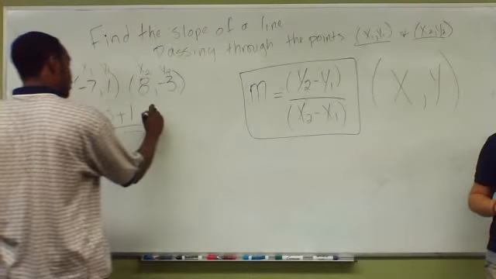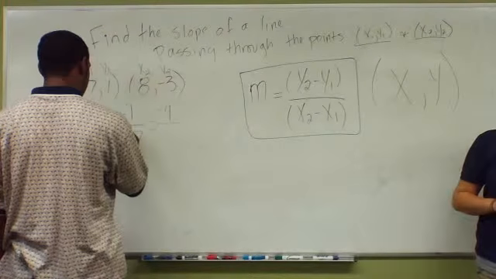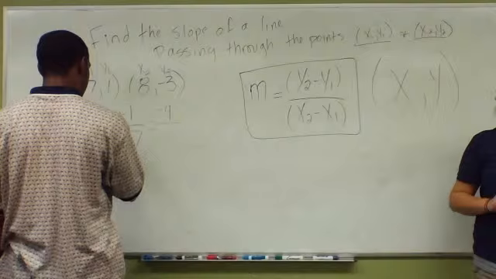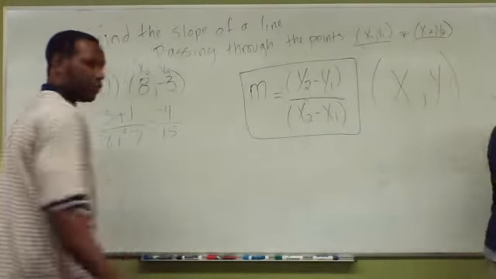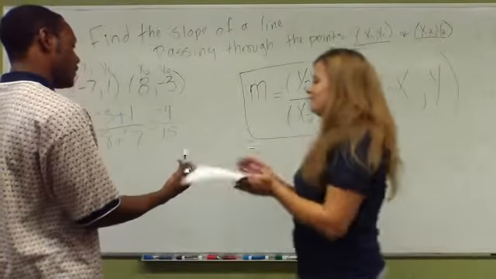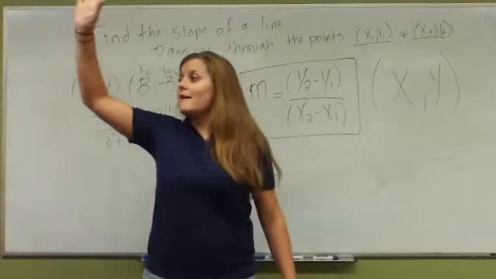Negative 4 over 15. Can't reduce that, so keep it like that. That's it. Well done.